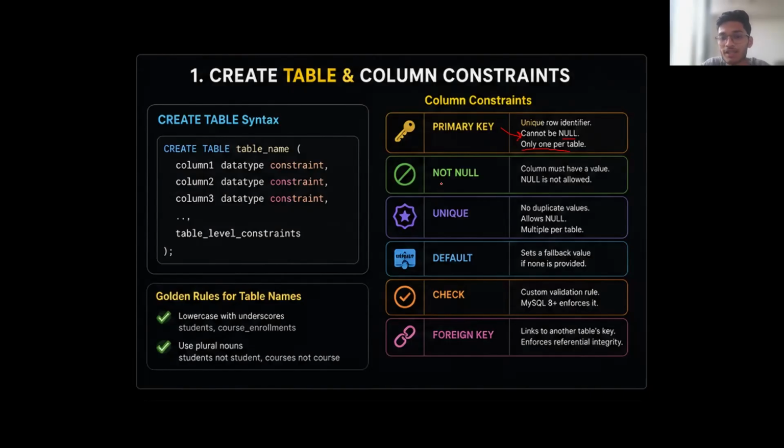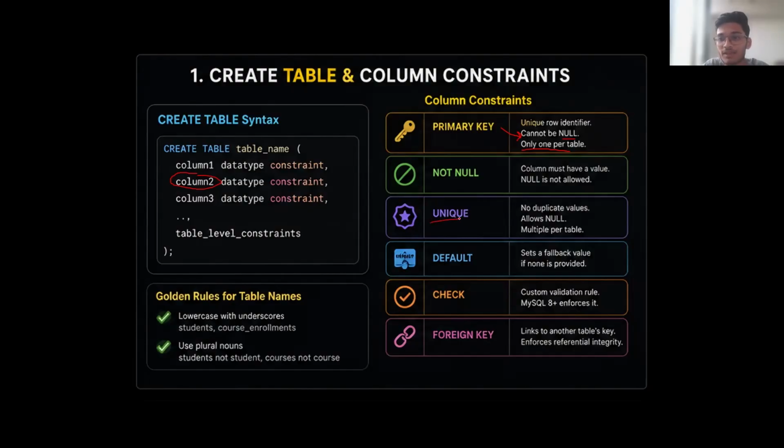And what is a not null constraint? Not null constraint means a particular column must have a value. Null is not allowed. For example, I wanted column 2 to be not null. It is not necessary that column 2 must be a primary key. It is not a unique identifier, but I want that column to not have a null value. Then I can use this constraint, that is the not null constraint.